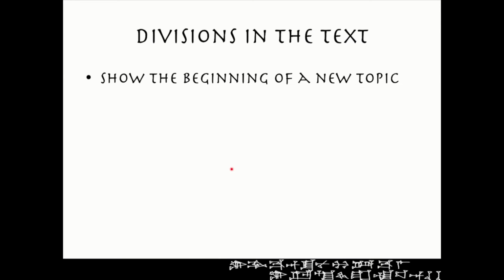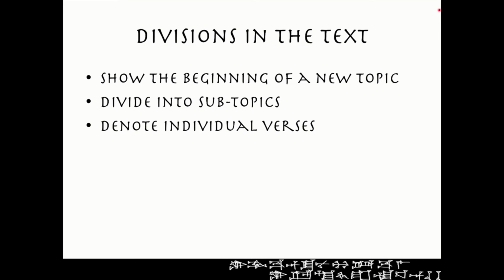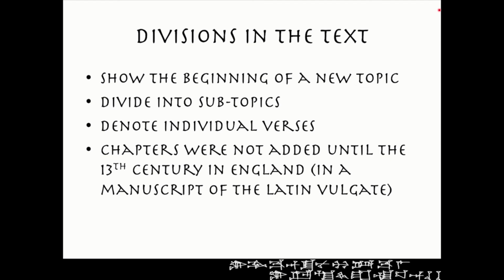So divisions in the text, without going into a whole lot of detail here. There were divisions that were placed in the text by the Masoretes specifically to show the beginning of a new topic, to divide that new topic into subtopics, and then to denote individual verses. Now, in the 13th century, chapters were added in England, but in a manuscript of the Latin Vulgate, and these chapters were brought over in the transmission of the text later on.